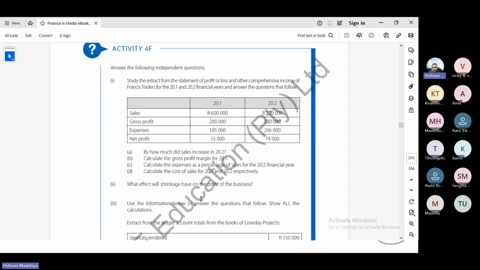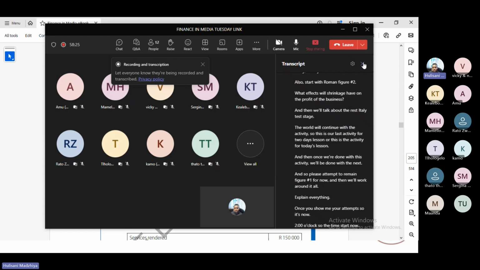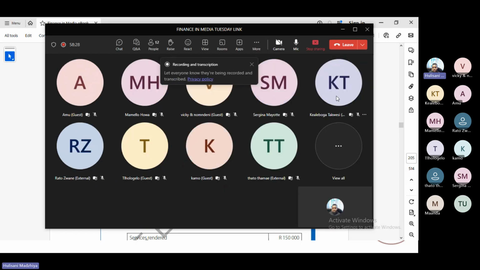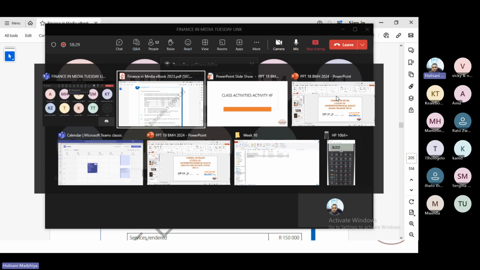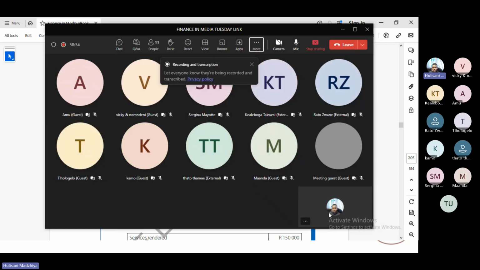So it's now 2 o'clock, so the time starts now. So your time starts now. On your textbook, this is page 205. I just wanted to find the page on your textbook. Page 205, yes.